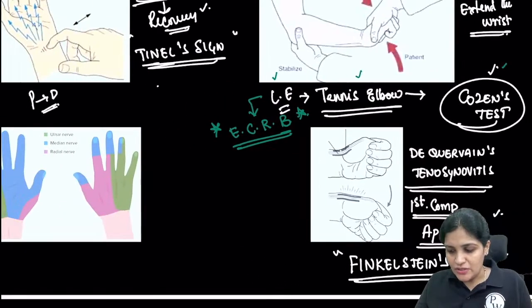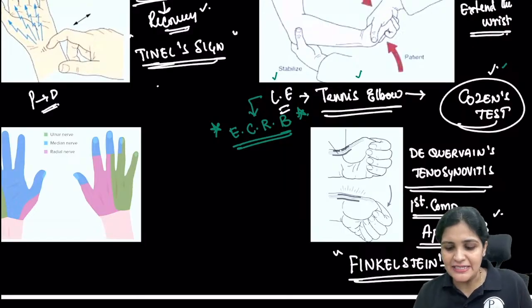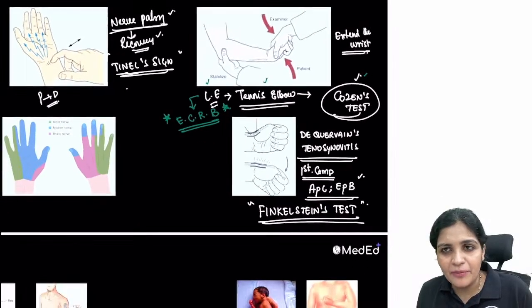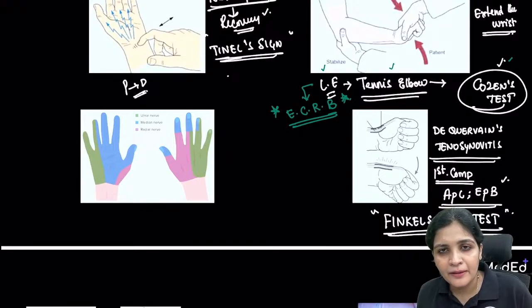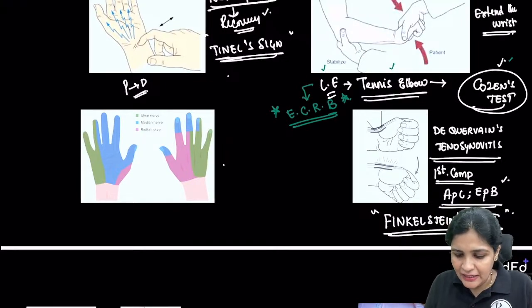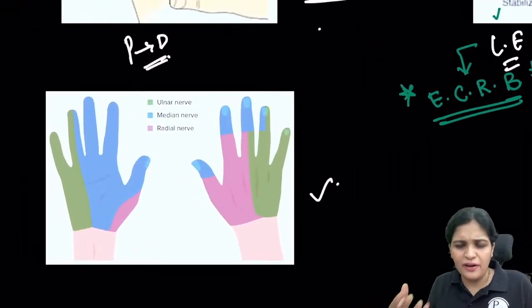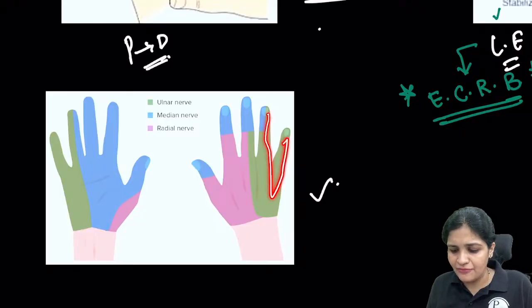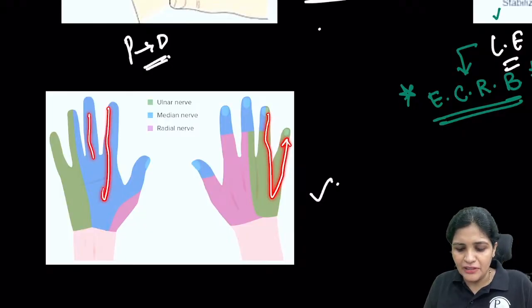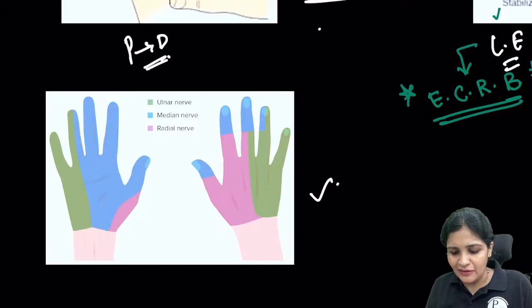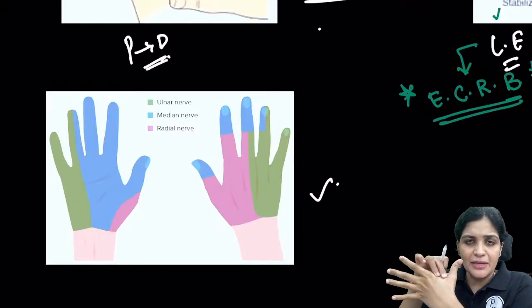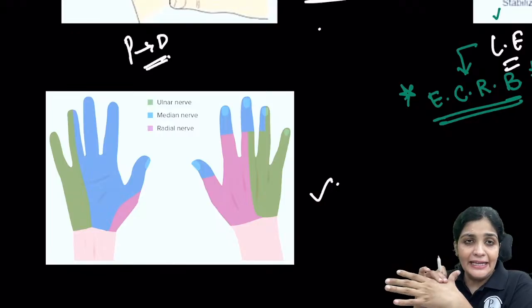So this is your Cozen's test. This is your Finkelstein's test. This is your Tinel's sign. Clear, everybody? And now these are the sensations which we have already discussed. This is the ulnar nerve, I have told you the 1.5. And this is your median nerve, the 3.5. And what about the radial nerve? It is only the small area. This is the dorsal web space which is supplied by the radial nerve.